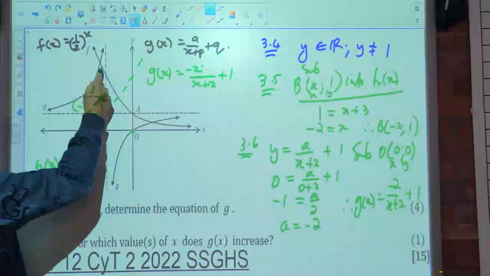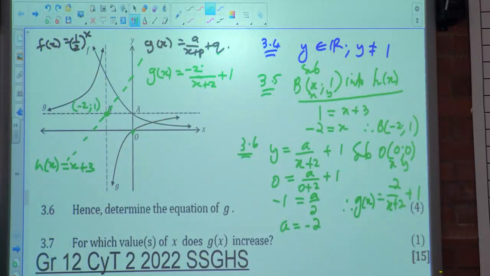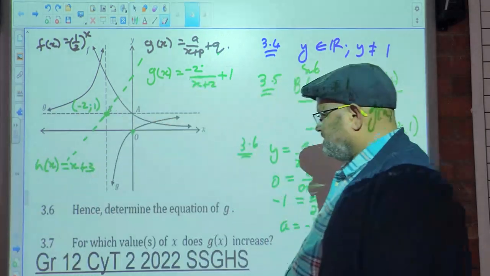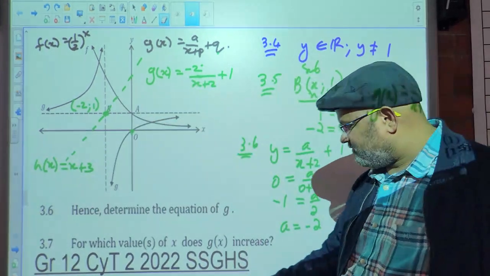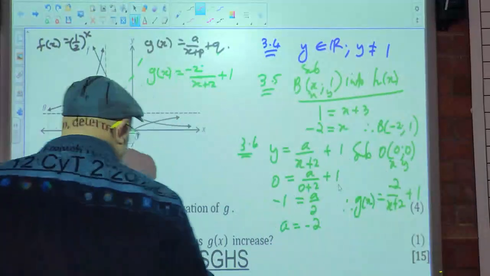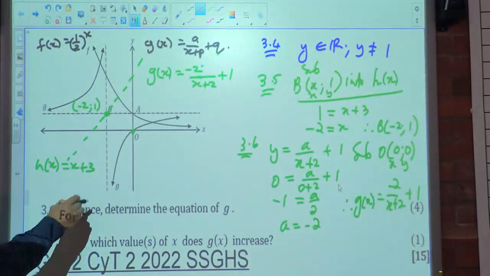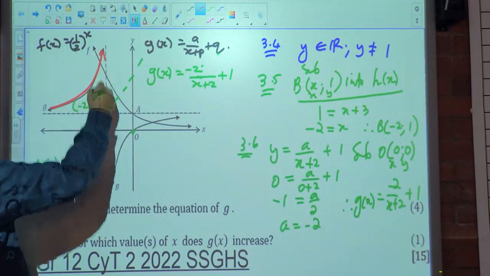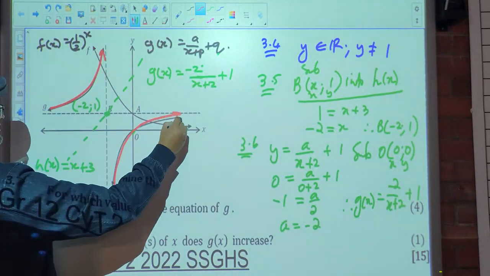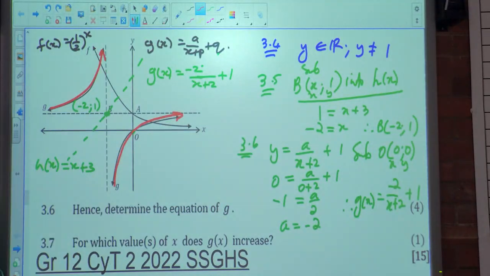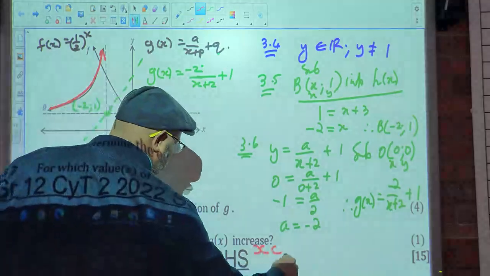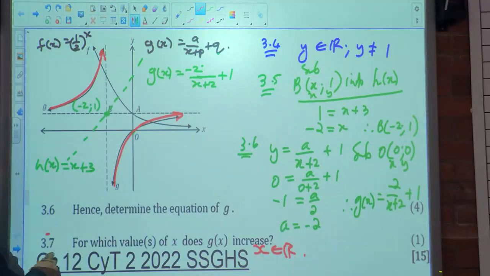And as you can see, that's negative, so it's lying in quadrants 2 and 4. Is that correct? And then the last question says, for which values of x does g of x increase? So firstly, is this an increasing or decreasing function? It's increasing. As you can see, it's always increasing. It's increasing for x is an element of all real numbers.